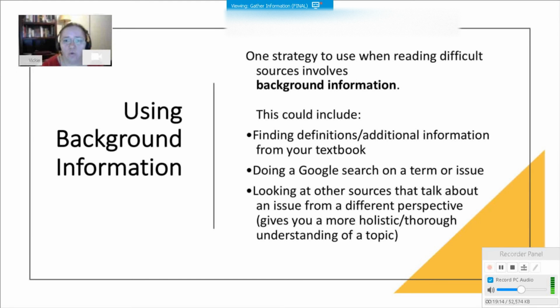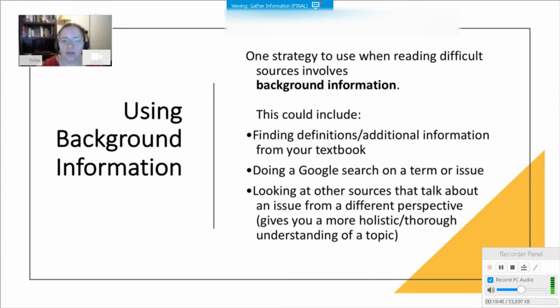So one of the best strategies to use when you're having trouble reading is to incorporate background information. This can look different depending on what is challenging about the reading and what other materials you have access to. If you have a textbook for the course, this is a great resource for getting definitions or reading more in depth about a concept. You can look in two areas of the textbook, the front and the back of the book, to find out where to get the information.